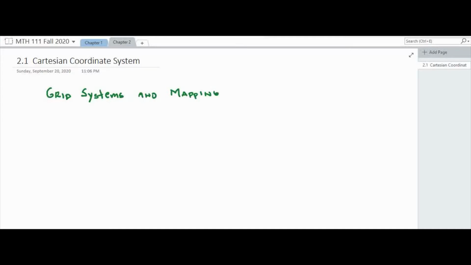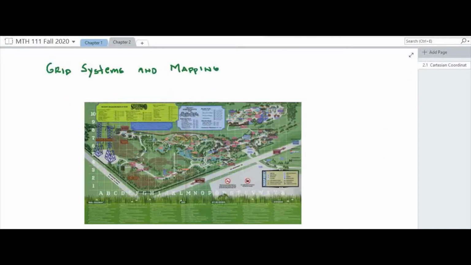Okay, we're going to begin our discussion of Chapter 2 in Section 2.1, where we discuss Cartesian coordinate systems. Cartesian are a subset of rectangular coordinate systems, and essentially what we're talking about are grid systems that we're going to use for mapping. Now, you're all probably familiar with grid systems used as mapping tools.